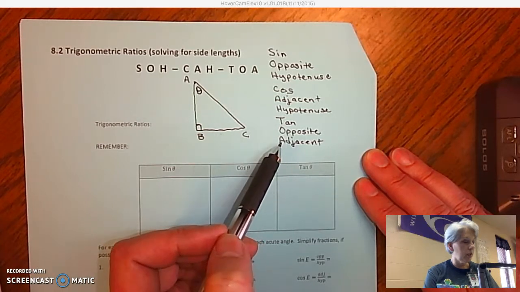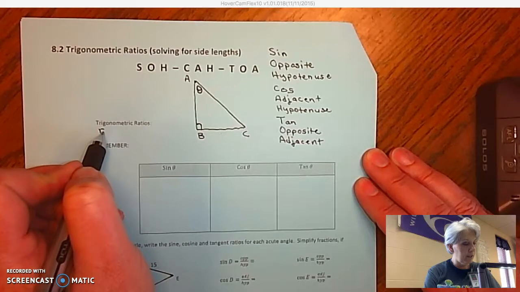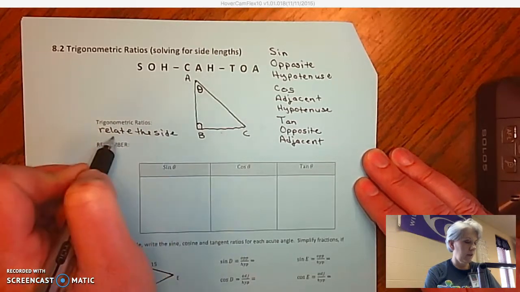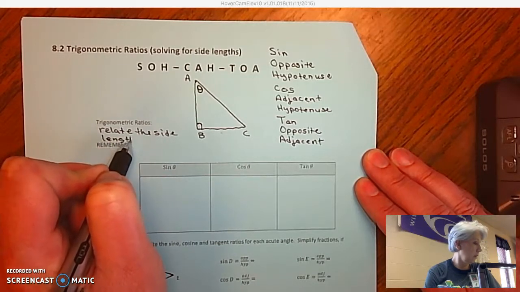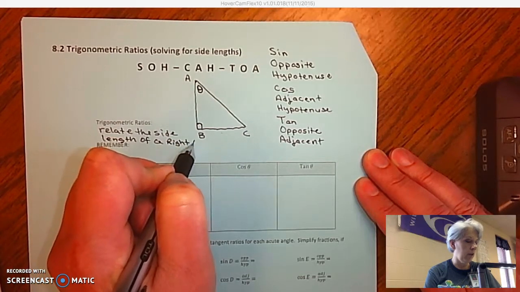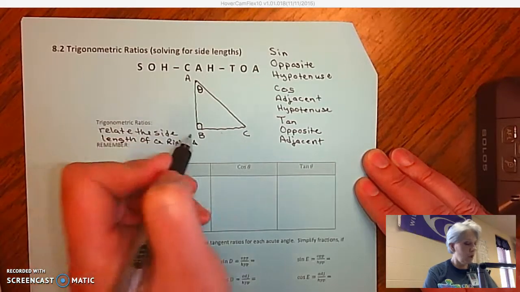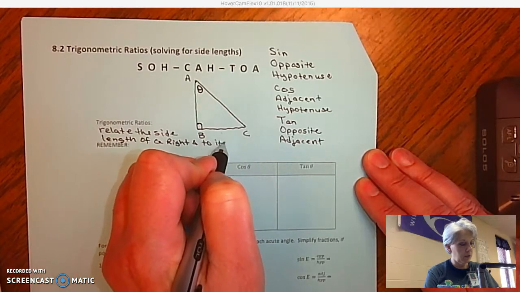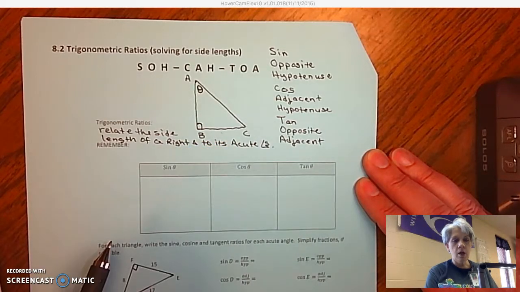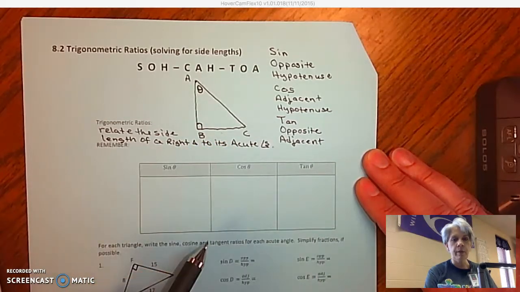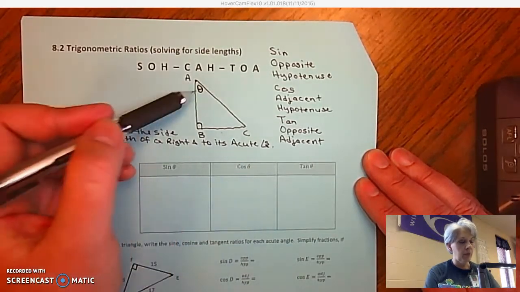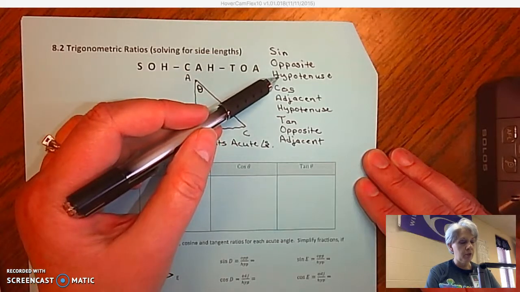Okay, now trigonometric ratios will relate the side lengths of a right triangle, and I drew triangle ABC there for you, to its acute angles. So we're going to look briefly here at what these would be. You notice I put theta up here at angle A. So for sine of theta, we're going to be at theta, and it's going to be opposite over hypotenuse.